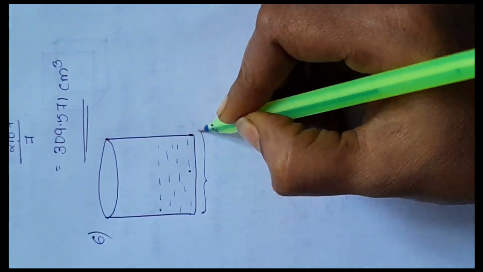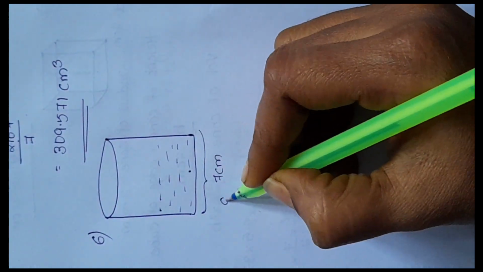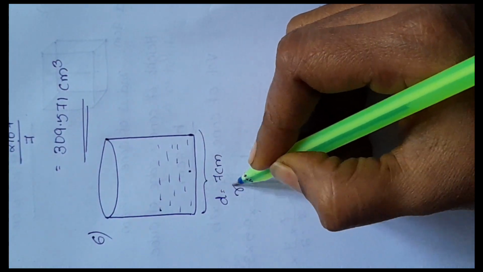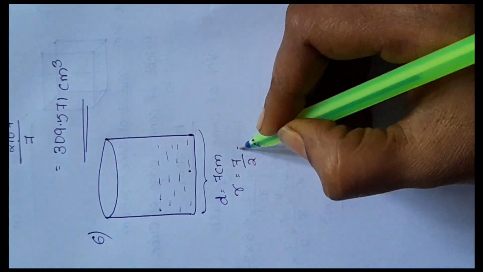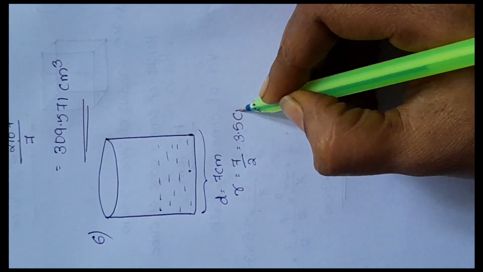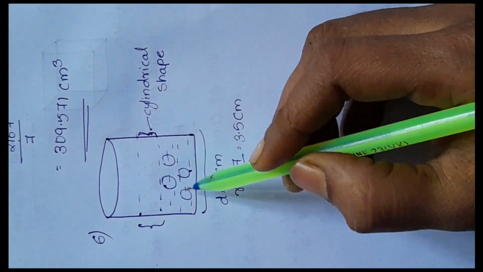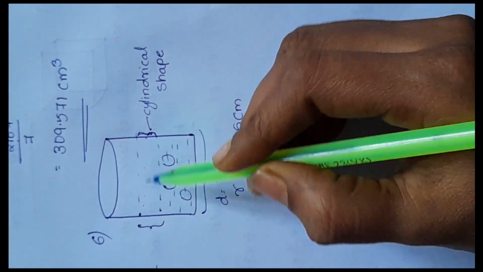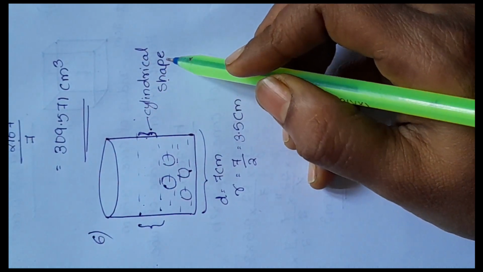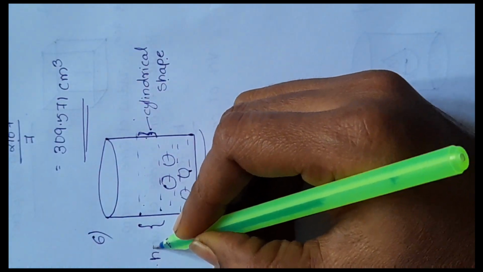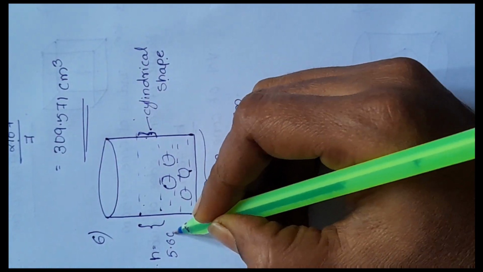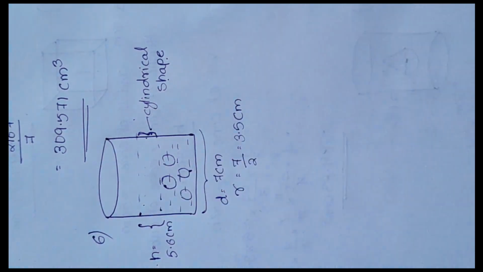Its diameter is given as 7 cm. D is equal to 7 cm is given. So R becomes 7 by 2, that is 3.5 cm, the radius of the beaker. By dropping the marbles in this beaker, there is a rise in the water level. The rise in the water level is in the form of a cylindrical shape, and the rise is given as H is equal to 5.6 centimeters.